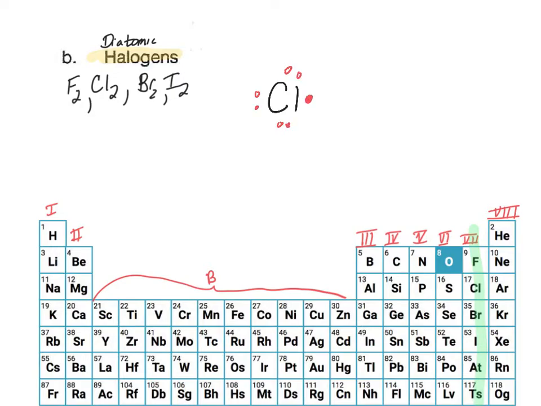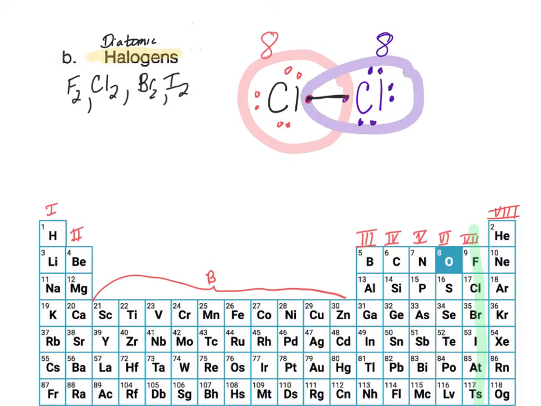Do another one with chlorine, and this time we're going to leave that extra 1 towards the middle so that the 2 of them match up. So we have our 7, and now we're going to make a connection between those 2 single dots. And now when we count them, we see that the first one has 8, and the second one has 8. So each atom has its octet.